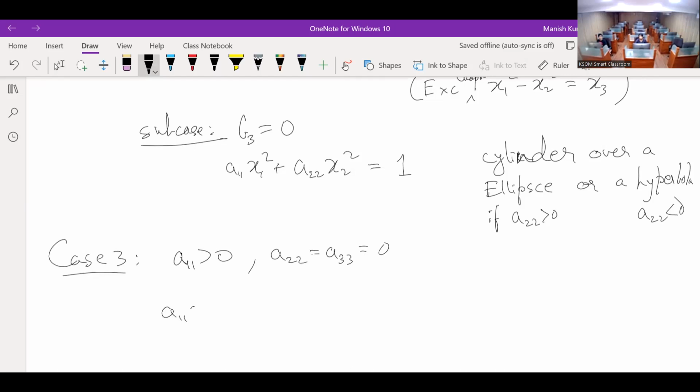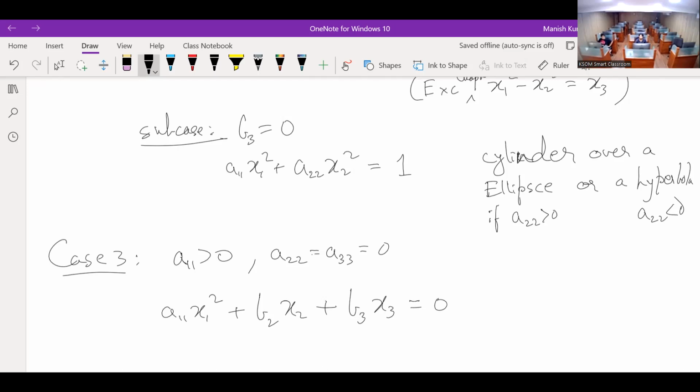Then the equation becomes, so maybe it's not that bad, plus B2 x2 plus B3 x3, plus C you'll get. If both B2 and B3 are 0, then it will be a degenerate thing. So at least one of them must be non-zero. And if one of them is non-zero, you can absorb the constant term. So you get this.